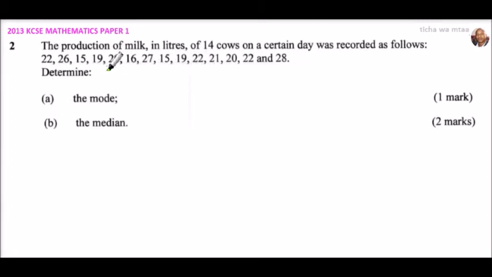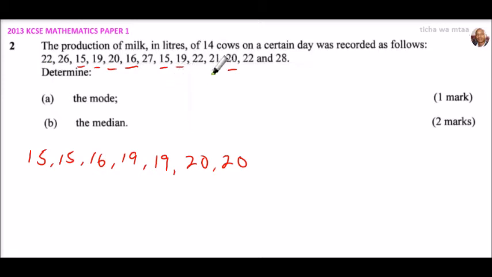Looking at the data here, 15 is the lowest. So we start with 15. You mark like that so that you know which ones you have dealt with. We have another 15. We look for the next number. We have 16, and we don't have another 16. We don't have 17 or 18. We have 19, this one and this one. Then we have 20, and another 20 here. Be careful not to skip the numbers.